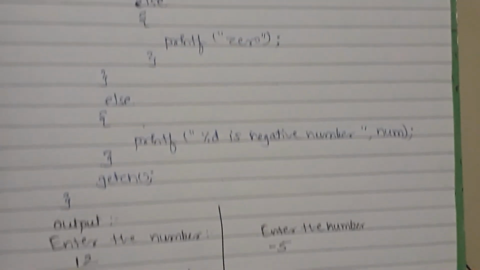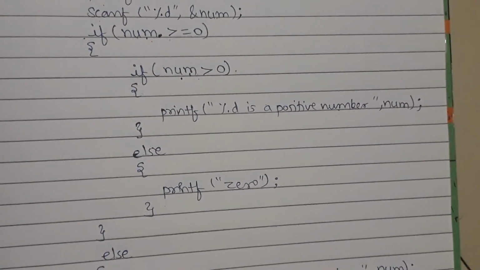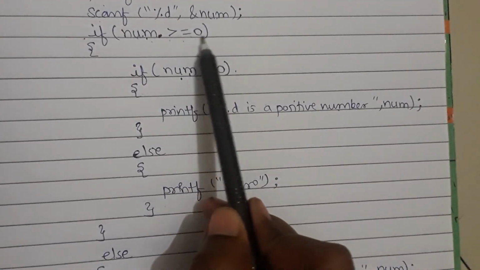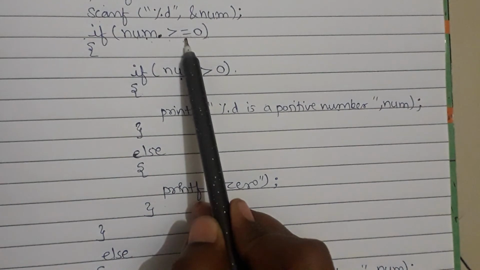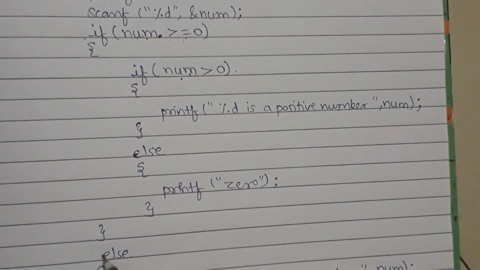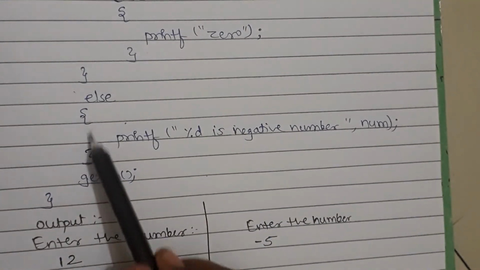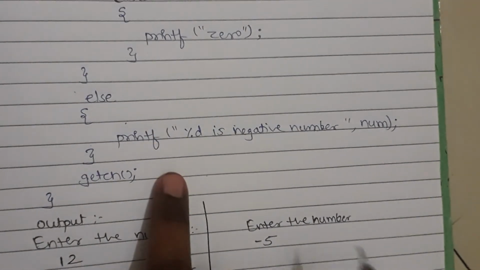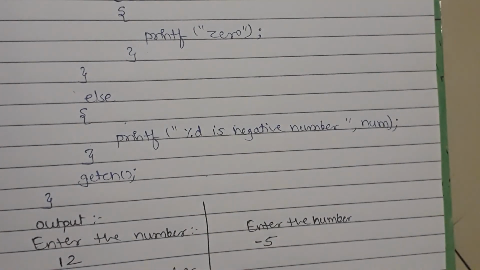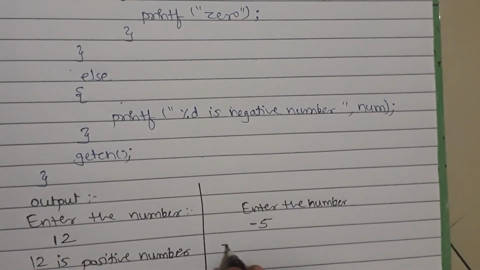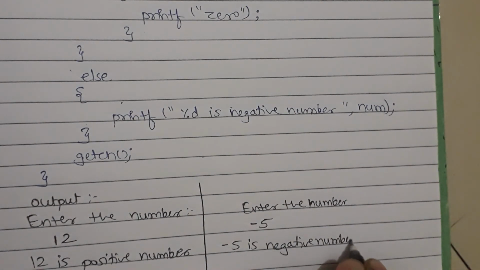Now in that case, -5 is my num value. So here -5 is greater than or equal to 0; this condition is false. It will directly come to this else part. Within this else part it will print that this num is negative number. So here the value of num is -5, so -5 is negative number. This will be our second case.